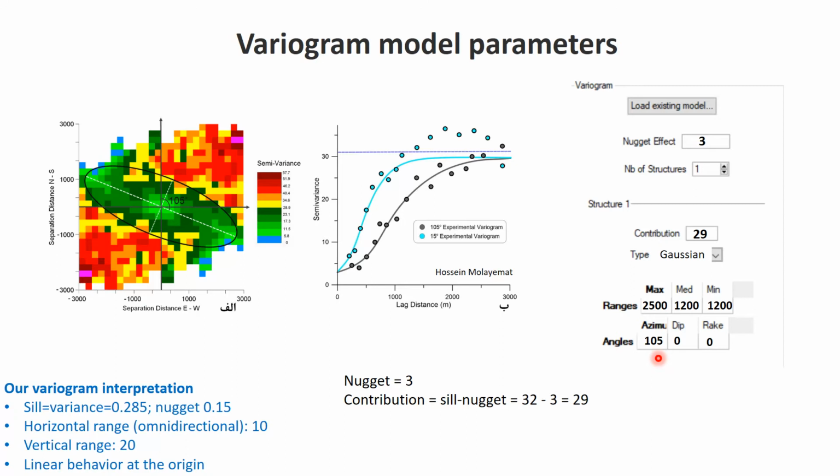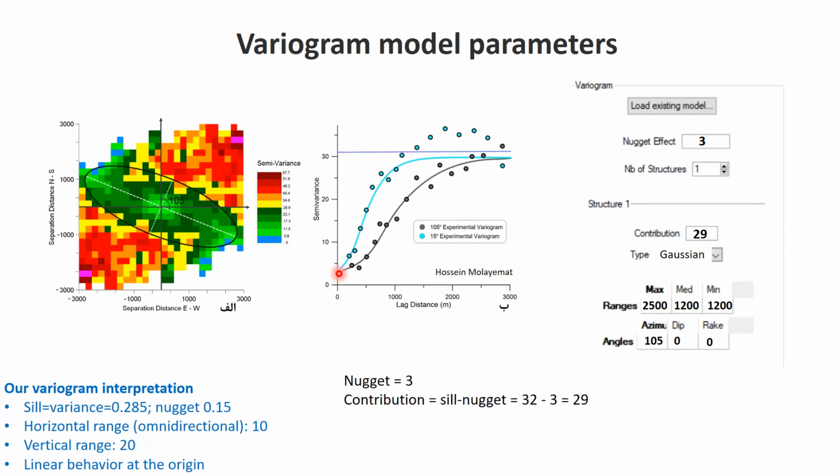Okay, what next? Let's look at the nugget. So for example, here the nugget is, let's say, 3. That's easy. We put here 3. Then from then on, I have the variance, which is 32. So the amount I've left here is 29, and that goes into this box, the contribution. Again, we'll talk a bit more about this in variogram modeling when we talk about nesting of variograms.